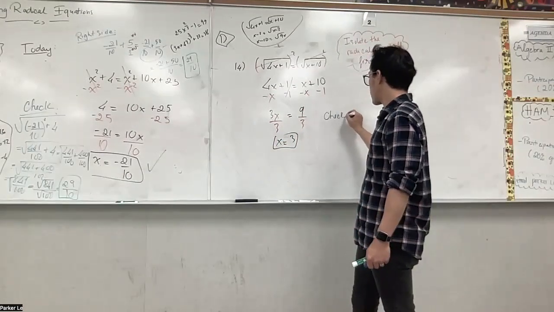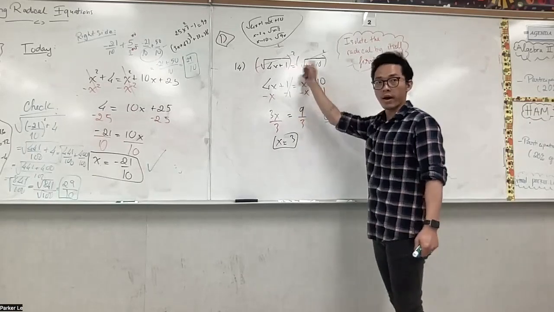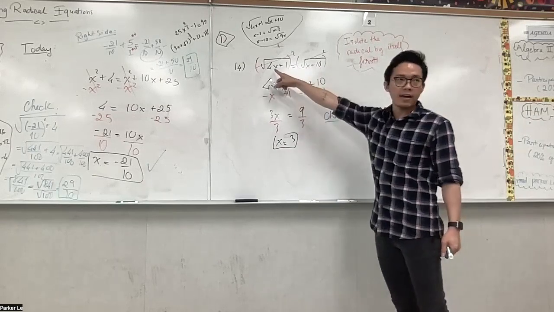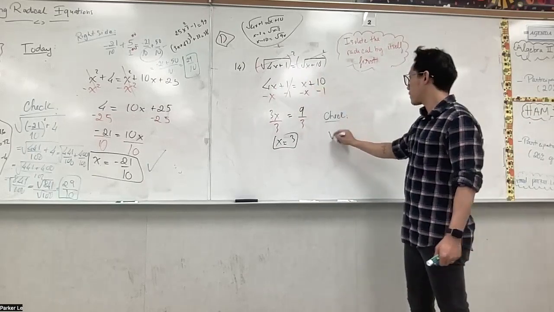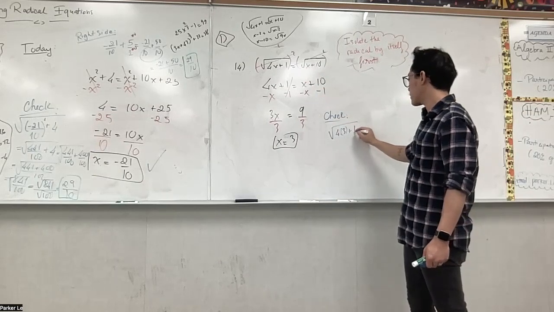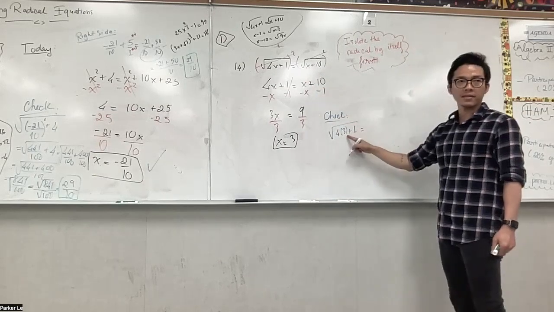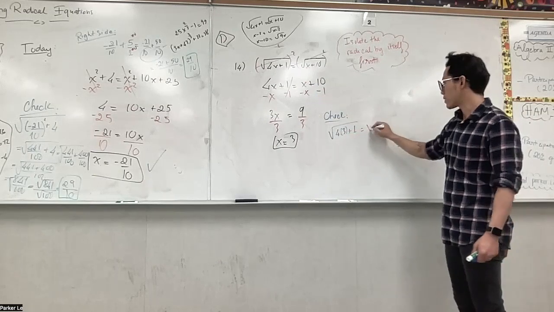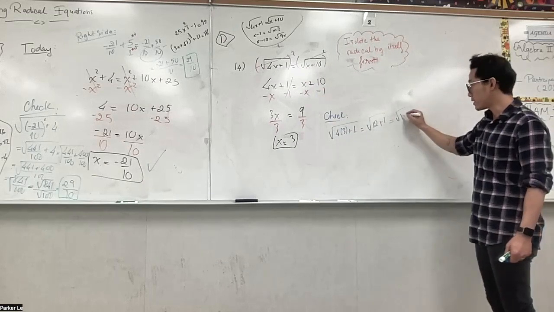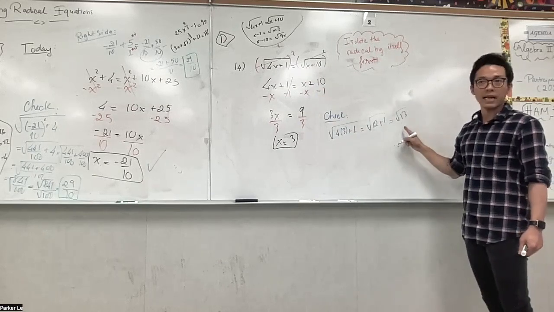Now you also need to check, because this is a square, you need to check. All right, plug in 3 over here. Left side I have 4 times 3 plus 1. What is 4 times 3? 12. So I have 12 plus 1. What is 12 plus 1? 13. So this is the left side.